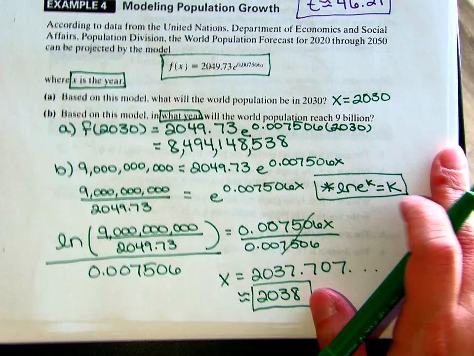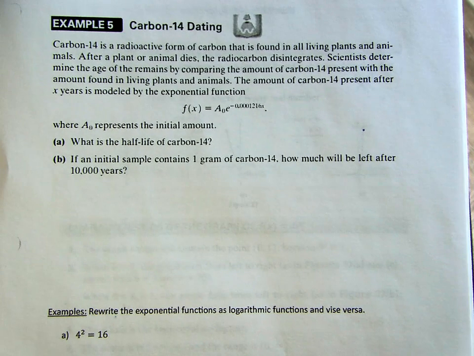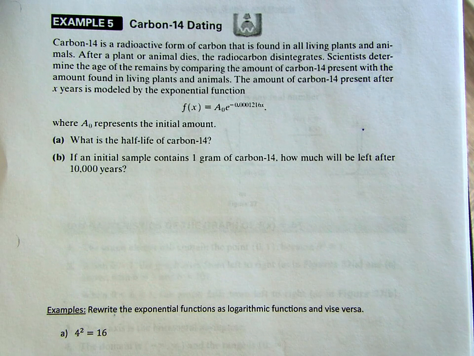Carbon dating. You might actually do this a little bit in chemistry or a biology class. Or maybe your ambition in life is to be an archaeologist or an anthropologist. All right. Carbon-14 is a radioactive form of carbon that is found in all living plants and animals. So after a plant or an animal dies, the radiocarbon disintegrates. It means it starts getting less. And scientists have determined the age of the remains by comparing the amount of carbon-14 that's still present and the amount found in a living plant or animal.